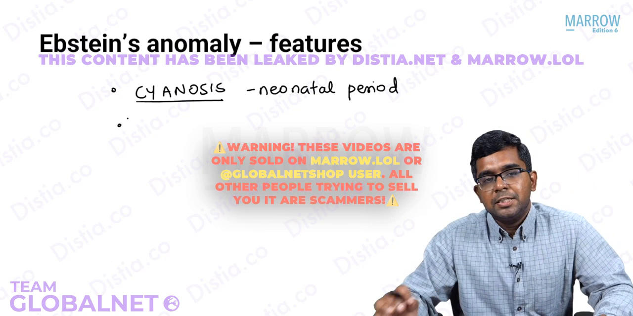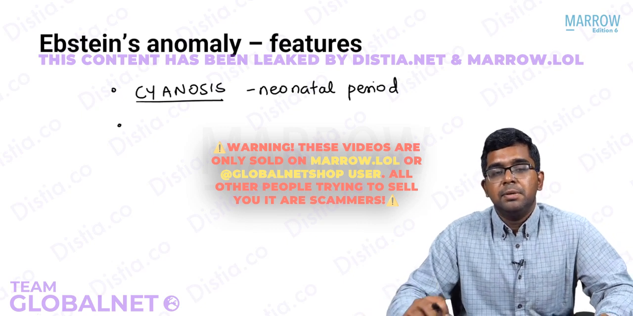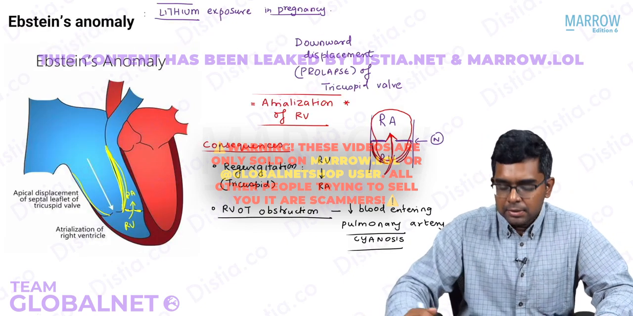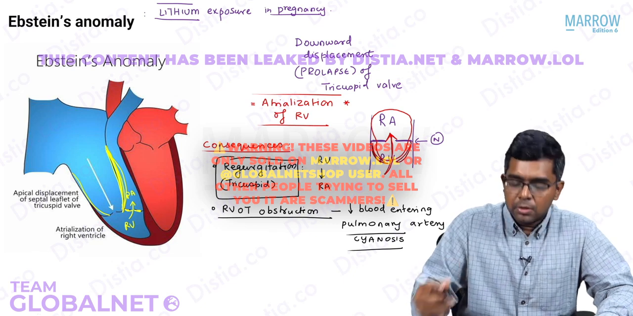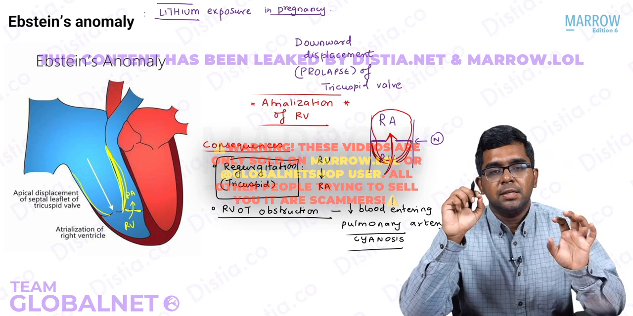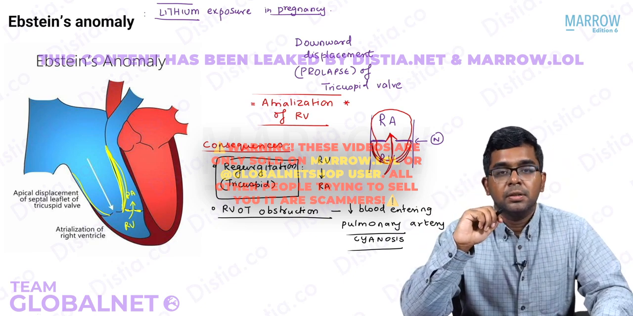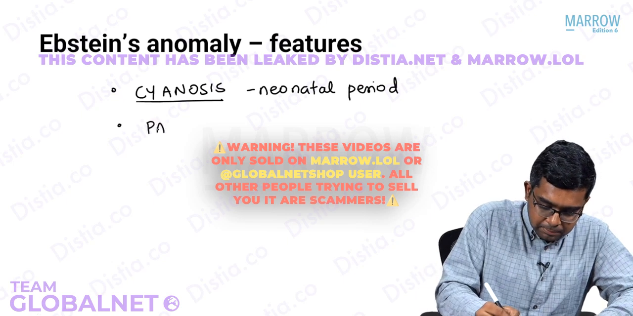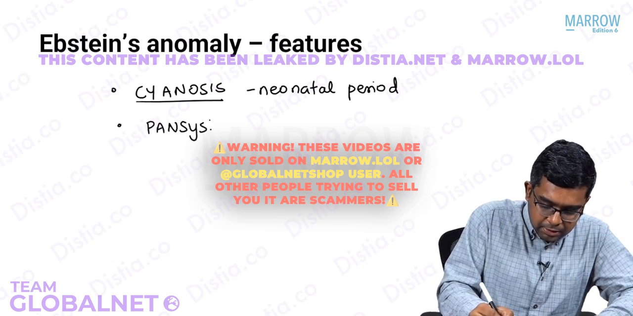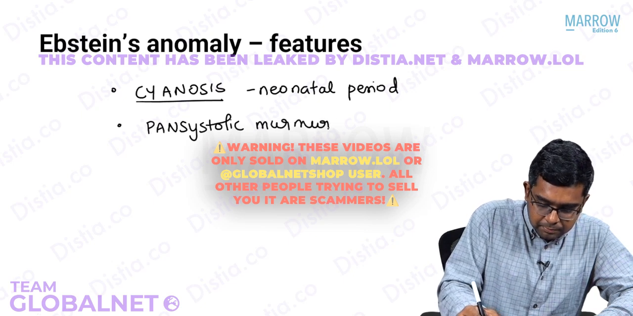If you auscultate these patients, a murmur can be heard. What is that murmur due to? See, I was telling you that there is a tricuspid regurgitation which is occurring. Tell me what murmur is heard due to tricuspid regurgitation. Yes, it is a pansystolic murmur. Correct. Pansystolic murmur heard in the tricuspid area. That is the second finding.